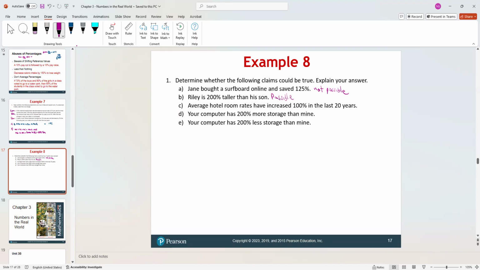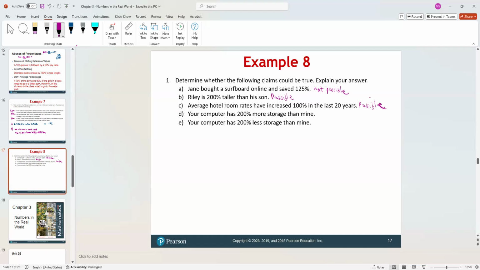Average hotel, well, that's possible. The second one is possible. So we said average hotel room rate increased 100% in the last 20 years. Is it possible that they increased the hotel price by 100%? Yes, that's possible, because some room you used to pay only $100, now it can cost like 200. That's possible.